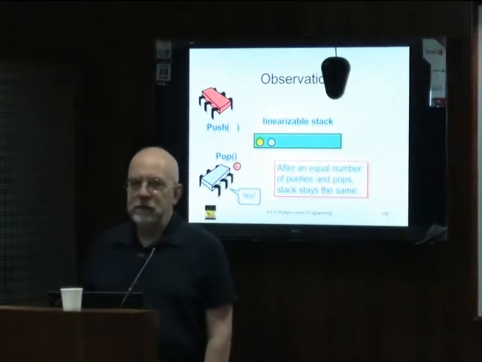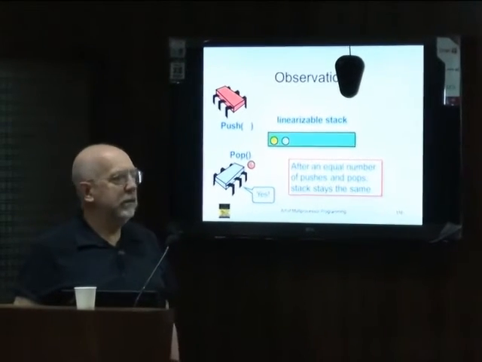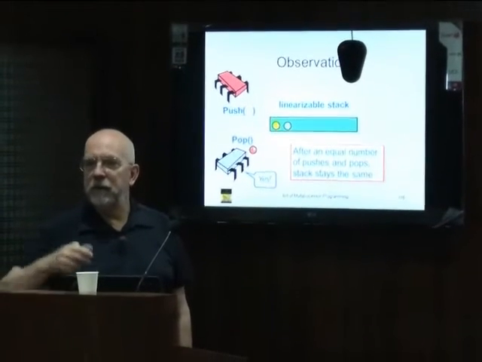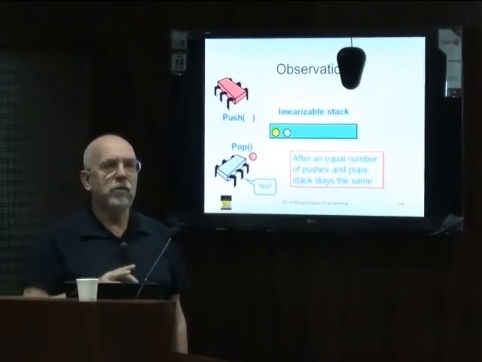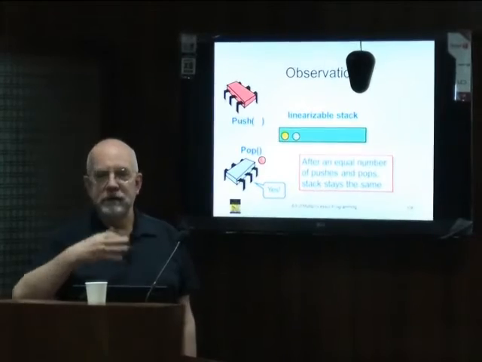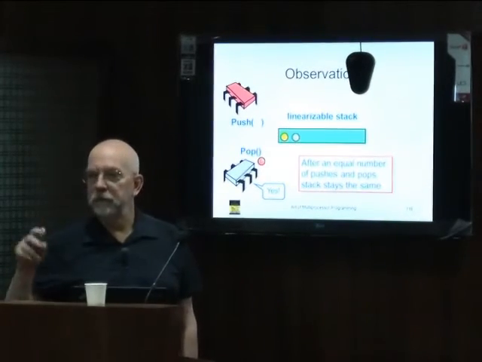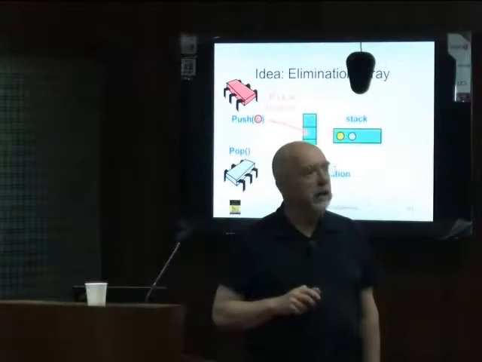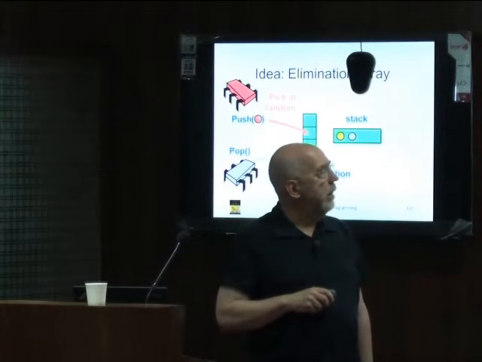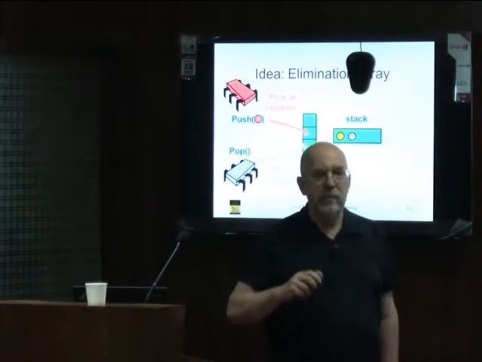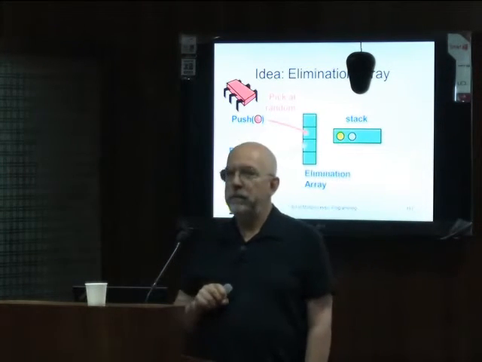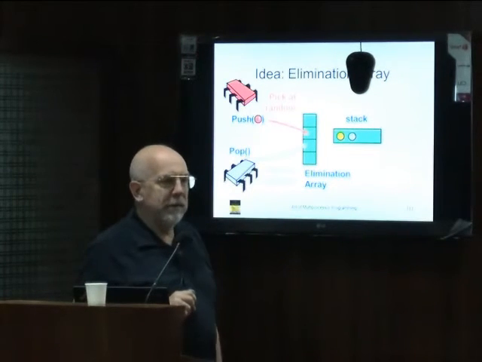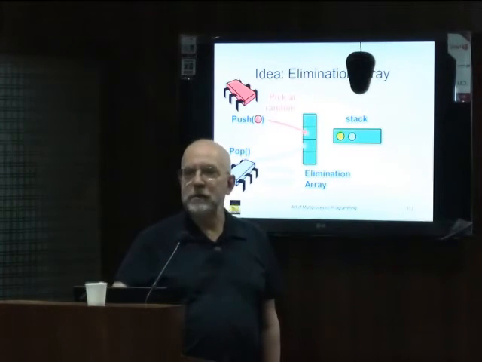This is a little bit like, if you want to sell your house, then you have to pay money to a real estate agent. But if you know that a friend of yours wants to buy a house, then you can do the sale directly without going through the real estate agent. So what we can do is put an intermediate level in here, which we'll call the elimination array. The idea is that when the pushing thread wants to push, it picks a slot at random and puts its value there. And the popping thread, when it comes along, picks a slot at random and checks, is there something there for me?